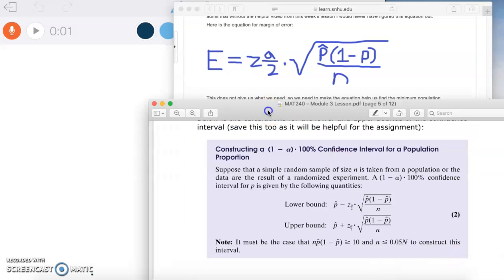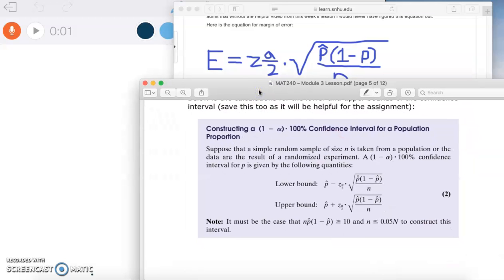From the lesson this week, we know that we have p hat minus z alpha over 2, times the square root of p hat times 1 minus p hat, all over n. Remember, p hat is our sample proportion. That's our x divided by n. So let's first look at that.